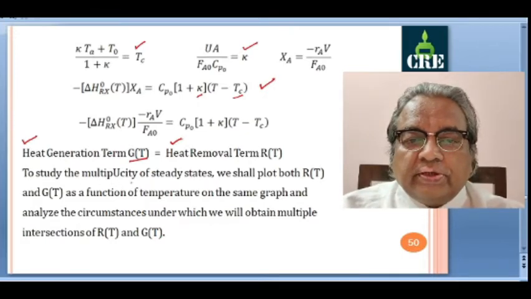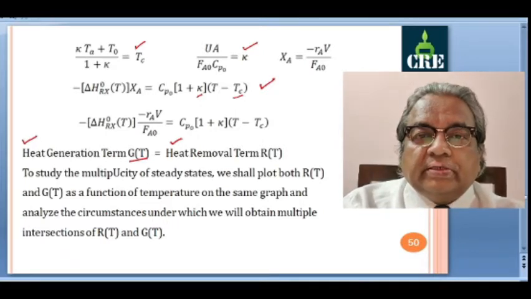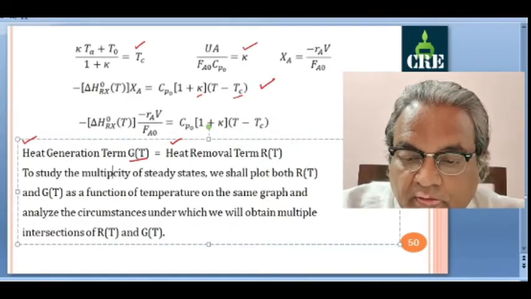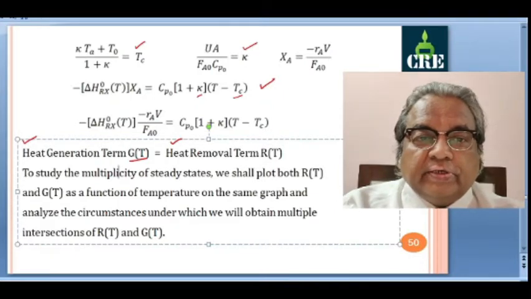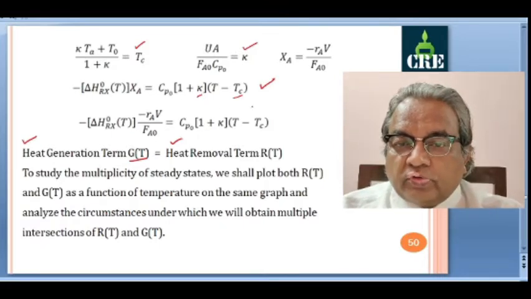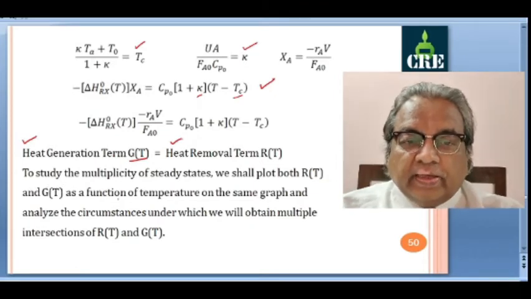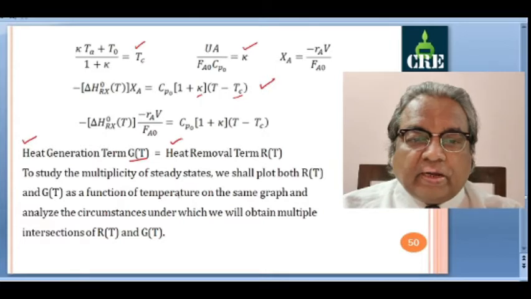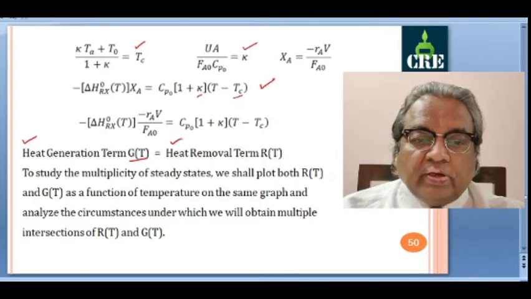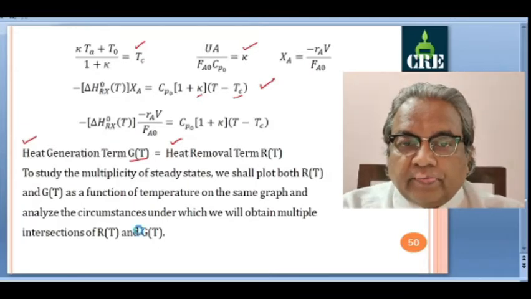To study the multiplicity of steady states, we have to plot both the removal term R(T) and the generation term G(T) as a function of temperature on the same graph and analyze the circumstances under which we will obtain multiple intersections of the generation term and removal term.